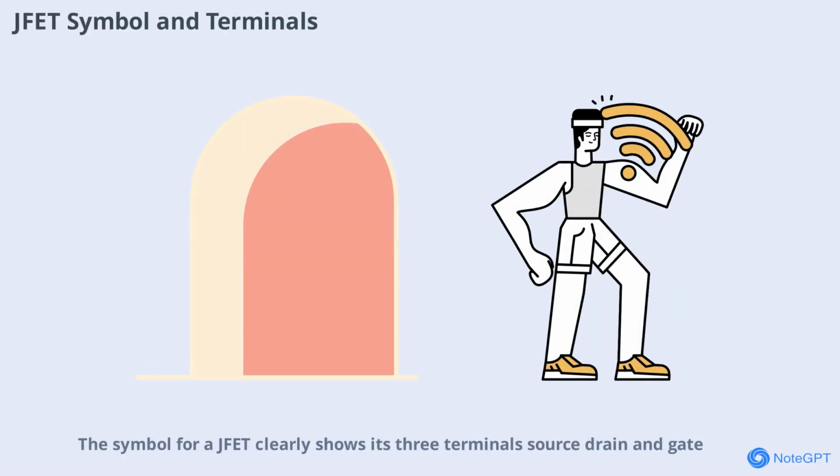The symbol for a JFET clearly shows its three terminals: source, drain, and gate. The arrow on the gate indicates the direction of conventional current flow for N-channel or P-channel devices. Understanding the symbol is crucial for reading circuit diagrams and designing electronic circuits. The source is where carriers enter, the drain is where they exit, and the gate controls the channel between them. This simple yet effective design is the foundation of many analog circuits.